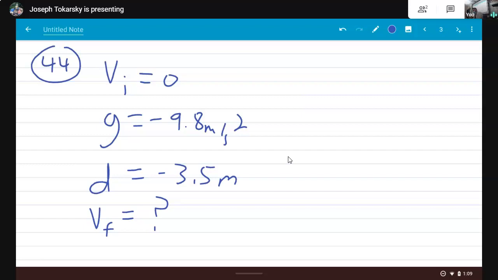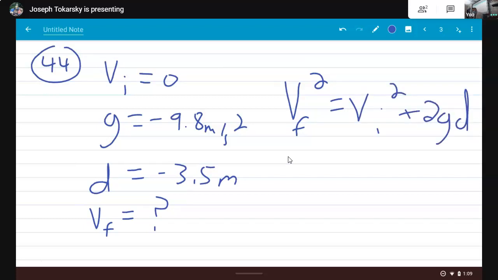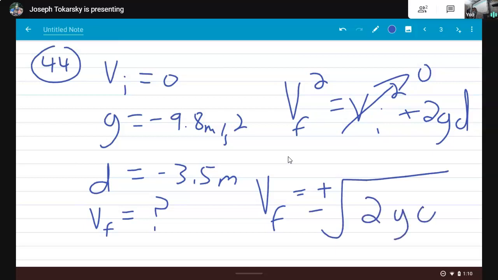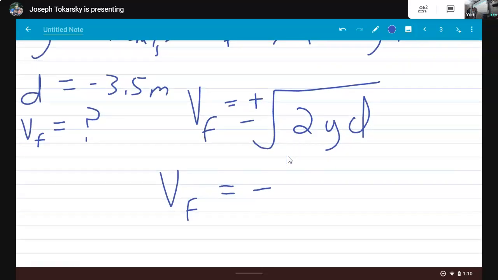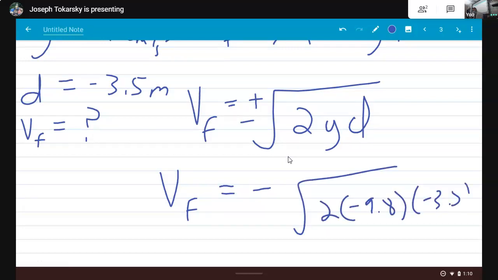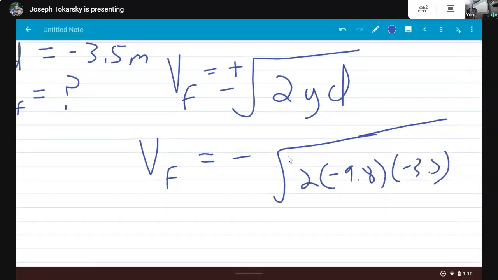So we go to equation 3 again, and all we got to do to isolate VF is square root each side, and that's 0. So VF will be plus or minus, when we square root, 2 times g times d. We are going down, so it would be sensible to make it the minus version of it, right? We're on the way down when we hit that ground. So 2 times negative 9.8 times negative 3.5. Run those numbers, take the square root, and we do get negative 8.3.